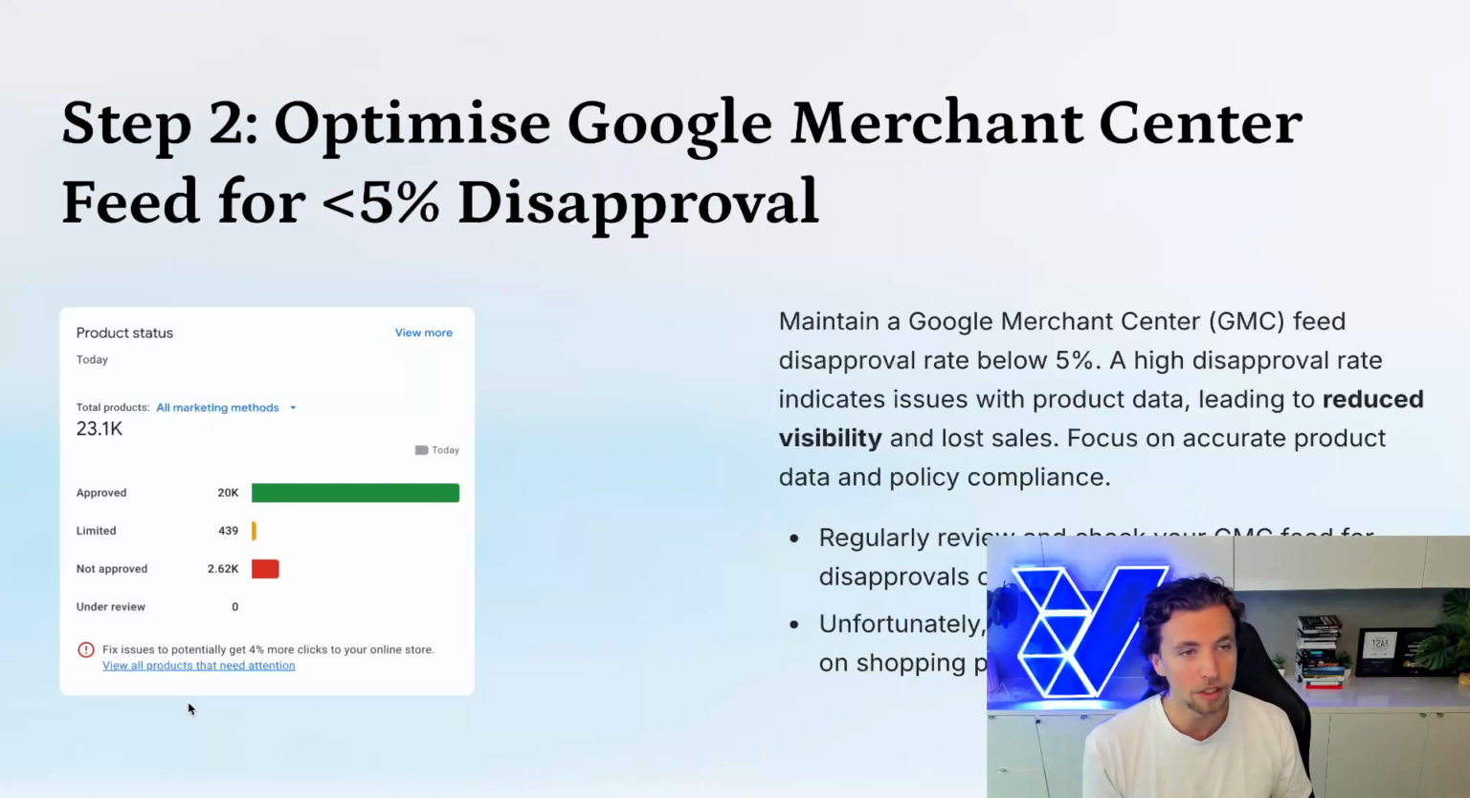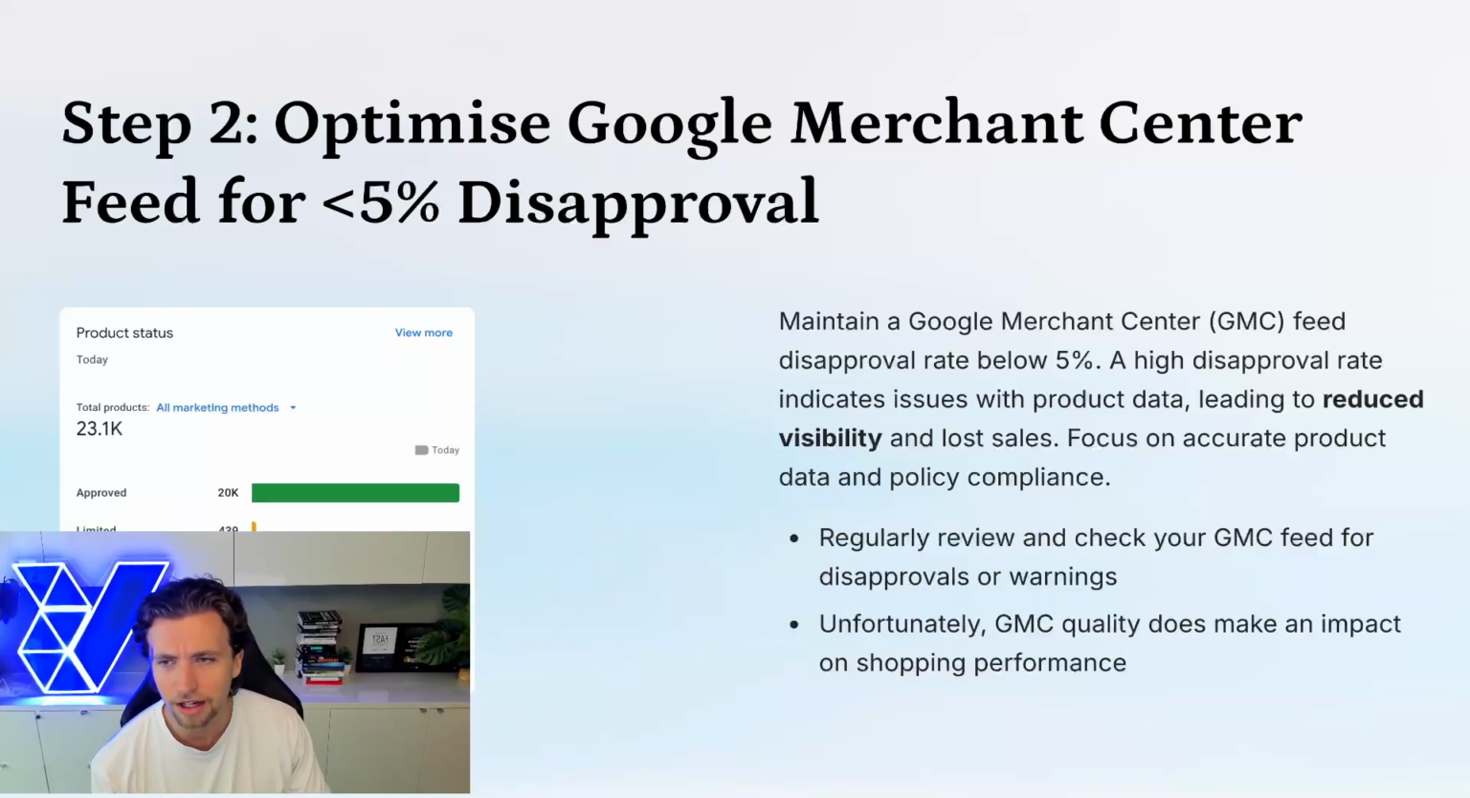And the reason why we do that is because there's a million different disapprovals that appear. So you need tons of resourcing around this. But then number two, it actually, unfortunately, makes a massive difference. And you can see I've actually put that in this slide as well. I've said, unfortunately, GMC quality does make an impact on shopping performance.